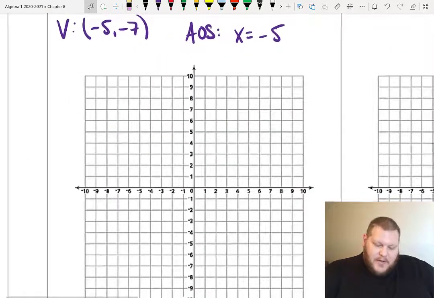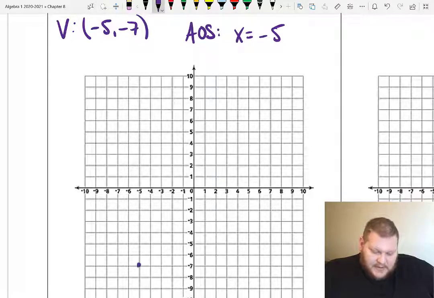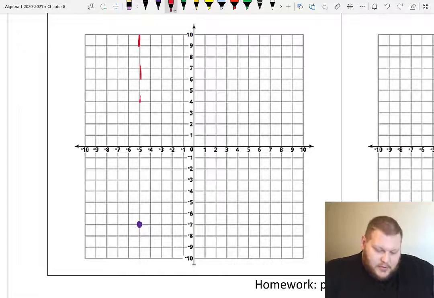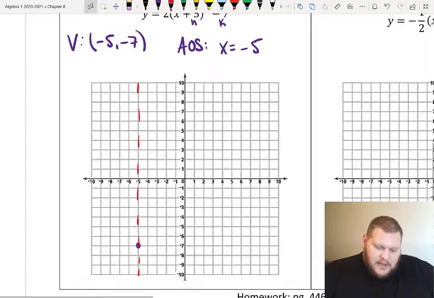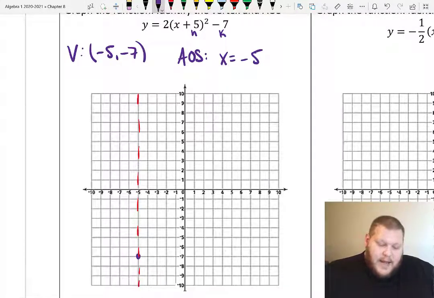Okay, so now that we have those described, we can go ahead and plot them. Negative 5, negative 7 is my vertex, so that's left 5, down 7 right there. My AOS I can do in red. There we go. Vertical line through there. Now this one does have an A value in there.